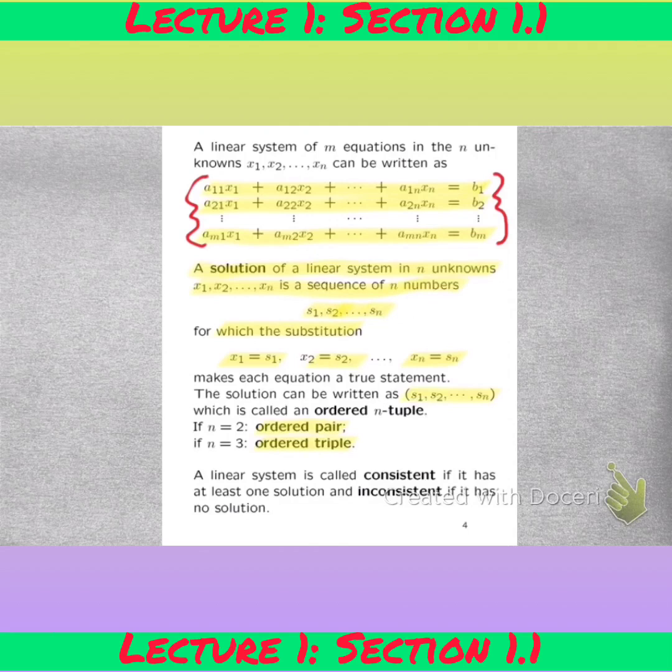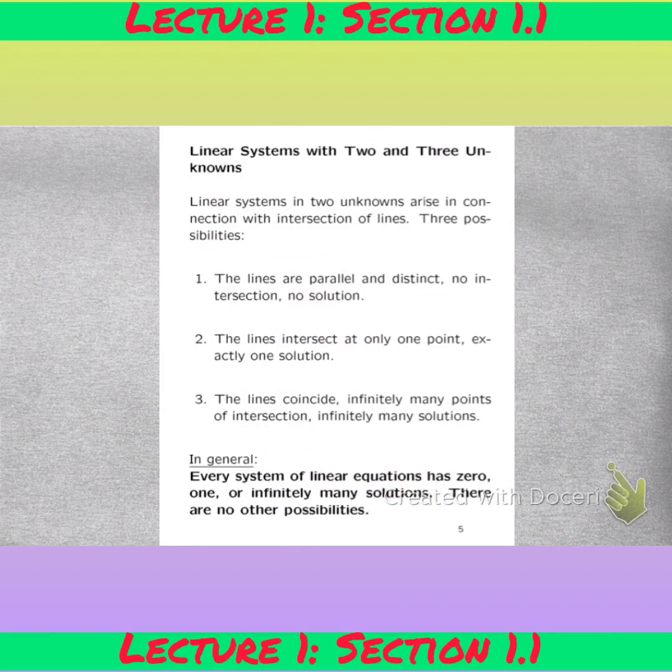We say that a linear system is consistent if it has at least one solution, and we say that it is inconsistent if there are no solutions to the system. Right, linear systems with 2 and 3 unknowns.